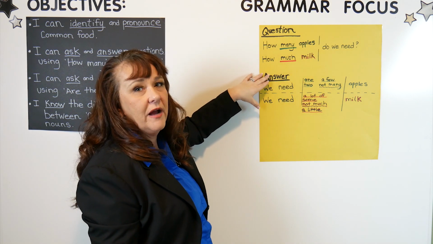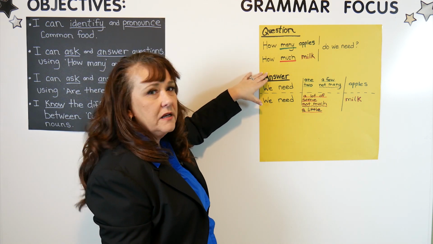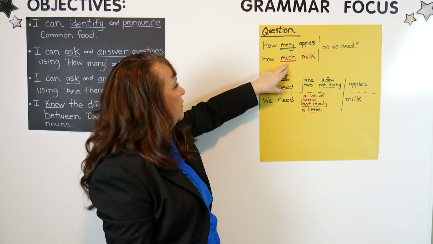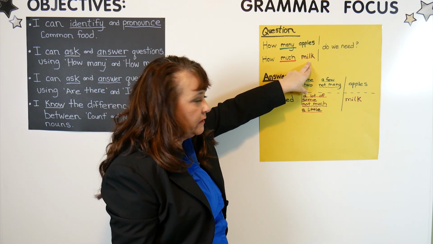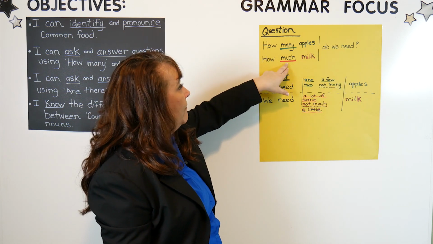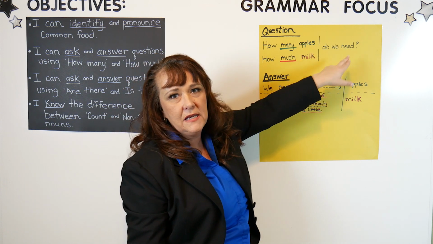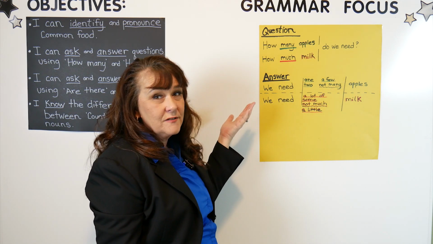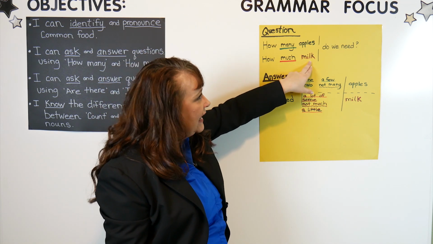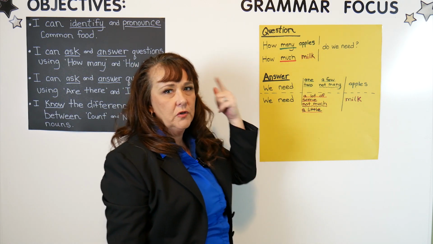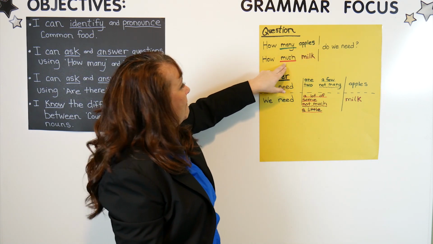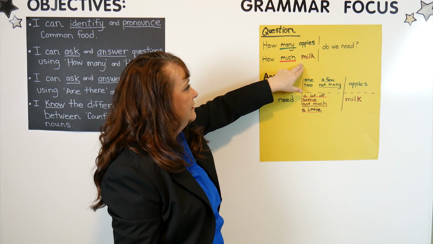Now, when we're talking about non-count nouns, ones that we can't count, we use the word much. We say, how much milk do we need? Water. How much water do we need? Mayonnaise. We can't count mayonnaise, so we would say, how much mayonnaise do we need? So remember, many for our count nouns and much for our no count nouns.